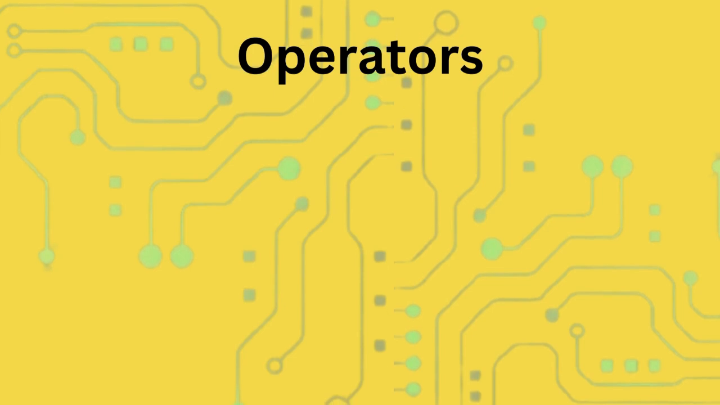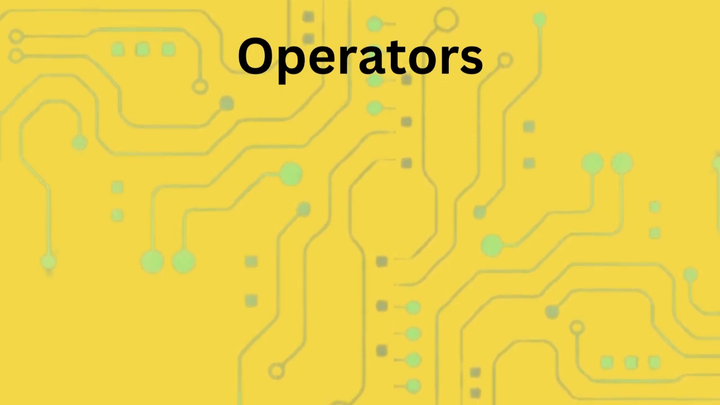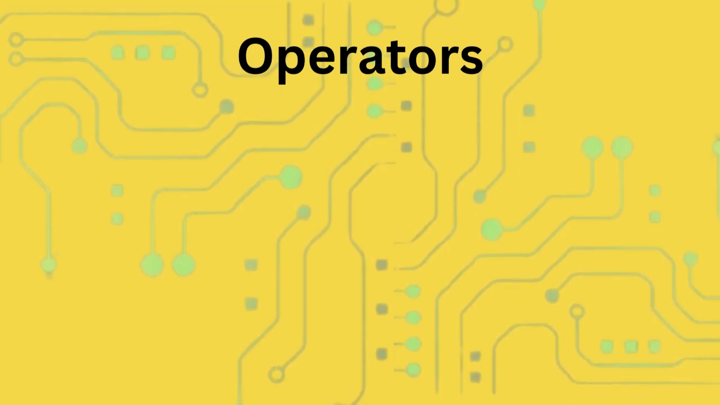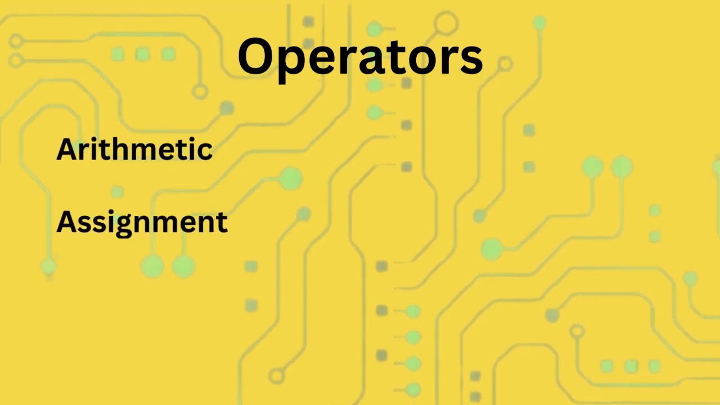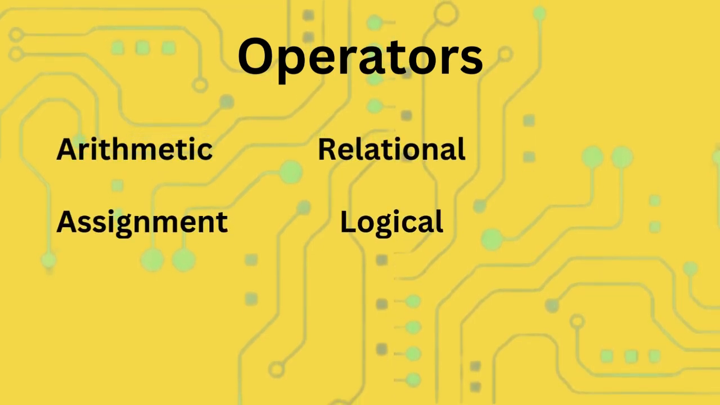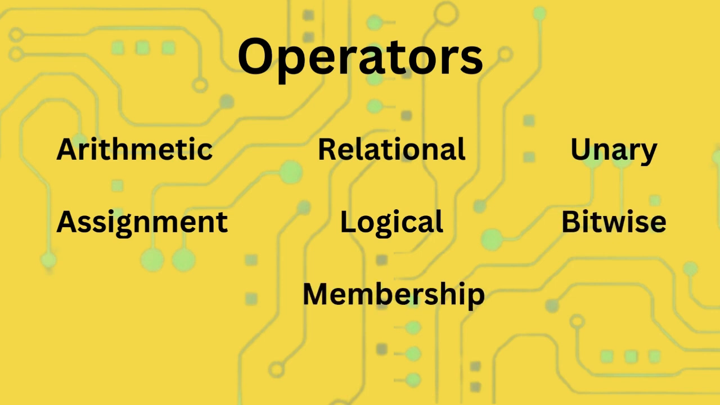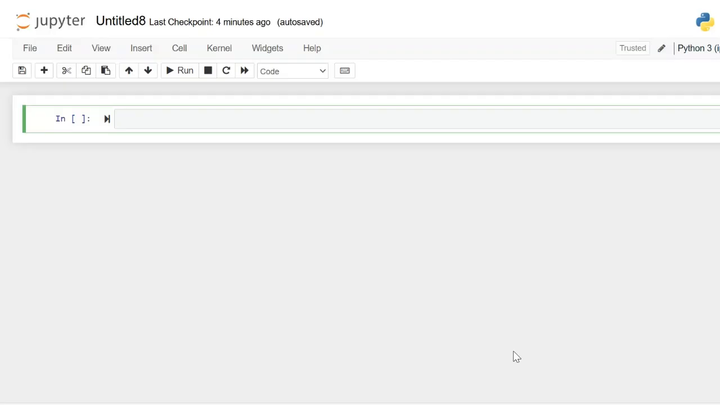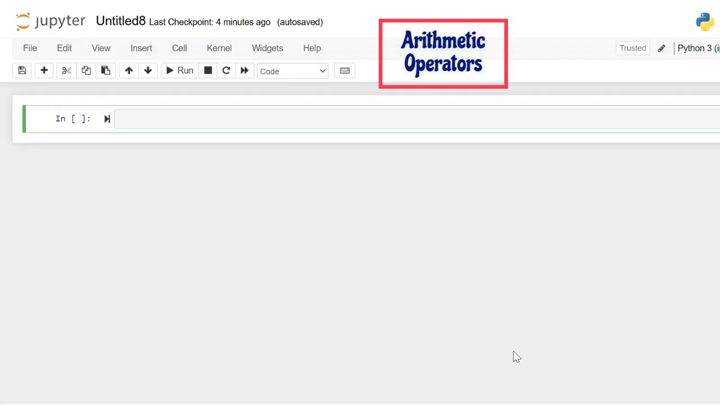So let's get started. Operators are the symbols used to perform a specific operation. There are several types of operators such as arithmetic, assignment, relational, logical, unary, bitwise, and membership operators, which we'll be discussing in detail in today's video. Now let's talk about arithmetic operators. They are used to perform basic mathematical operations including addition, subtraction, multiplication, division, and many more. Let's understand this with examples.